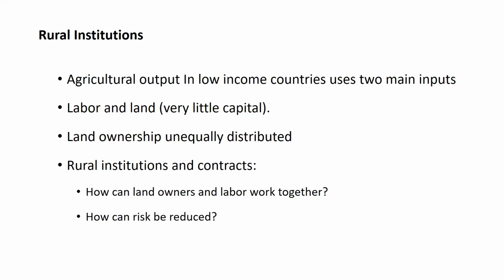If there's a big plague of locusts, or bad weather, or a drought, and agricultural production takes a big hit, that can mean starvation for the worker. And so, how is that risk going to be reduced?